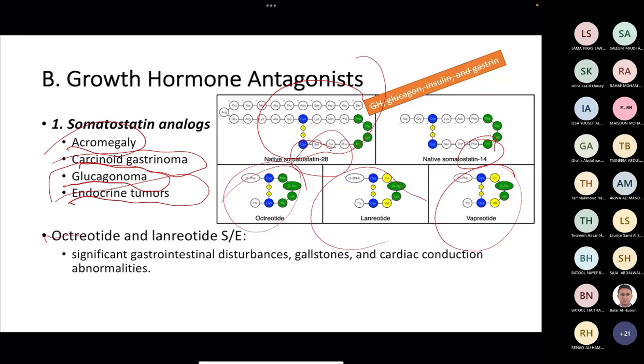Now, octreotide and lanreotide, which are commonly prescribed, they could cause some side effects. They could lead to significant gastrointestinal disturbances because they affect many GI hormones. أكيد زي ما إحنا قلنا. They could cause gallstones اللي هو حصوات بالمرارة, and they could lead to cardiac conduction defects or abnormalities.